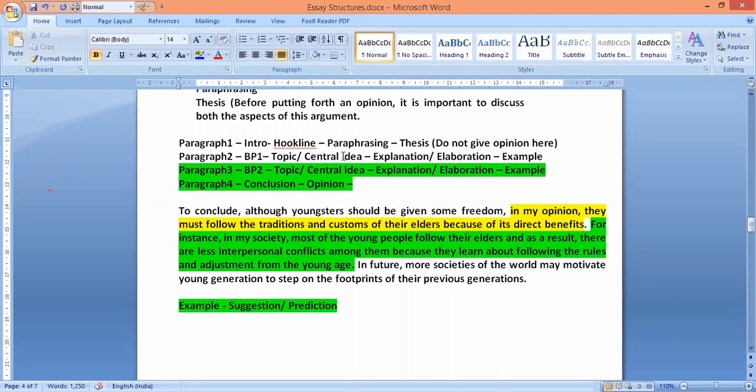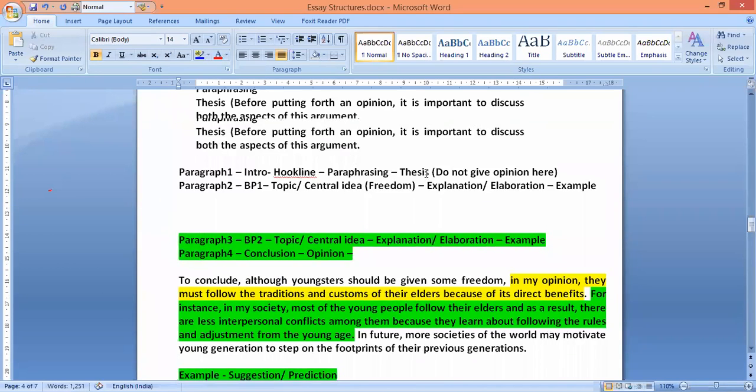No, in BP1 you give the opposite idea. For example, if you are supporting that young people should follow their elders, then you will write that they should have freedom. Your main idea would be freedom, because you have to discuss both ideas. You will discuss the opposite idea in BP1. The example will be related to freedom only. What is the benefit of freedom, or you would support the freedom through an example.